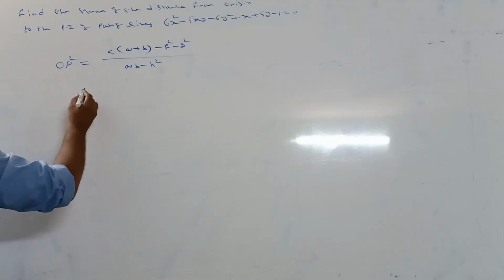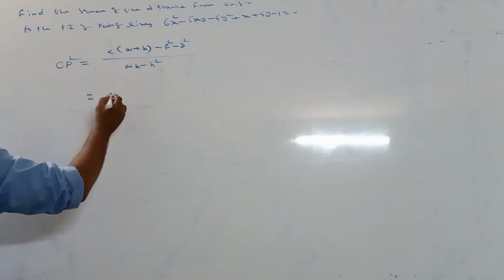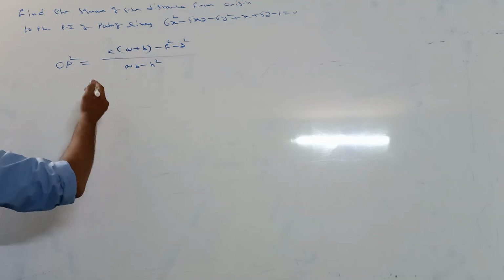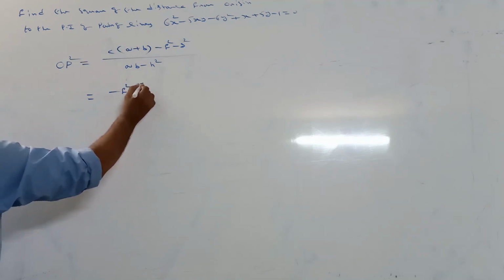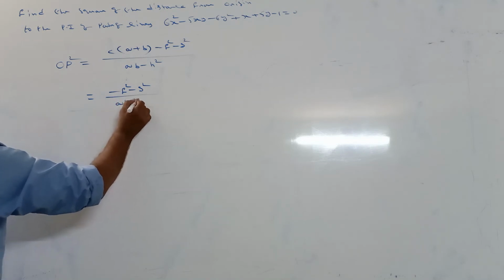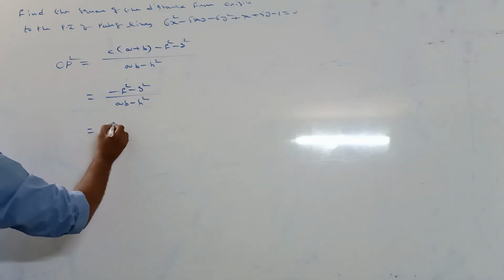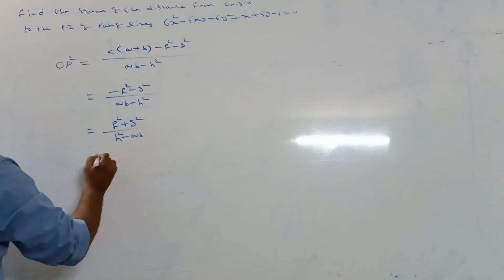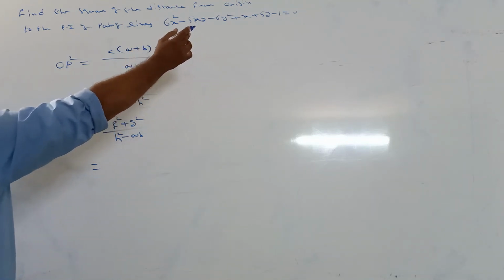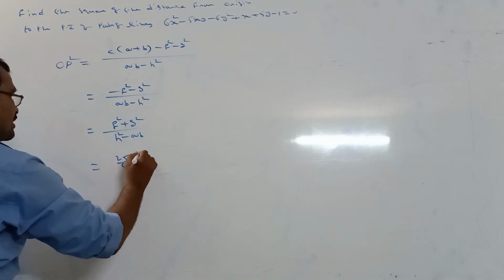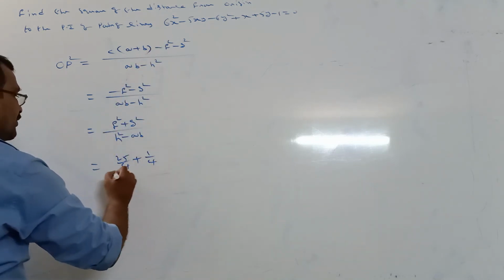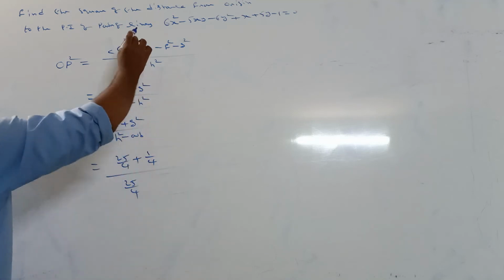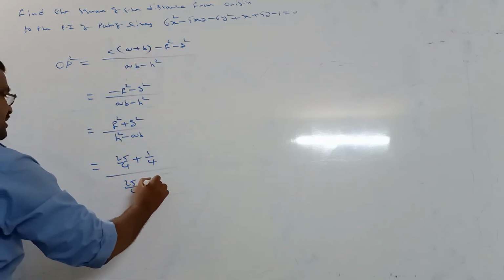Here a is 6 and b is minus 6, then a plus b equals 0, so the first term becomes 0. It changes to minus (f² + g²)/(ab − h²). Taking minus common, (f² + g²)/(h² − ab). f is 5 by 2, so f square is 25 by 4. g is 1 by 2, so g square is 1 by 4. h is minus 5 by 2, so h square is 25 by 4. ab is 6 into minus 6, so minus of minus 36.